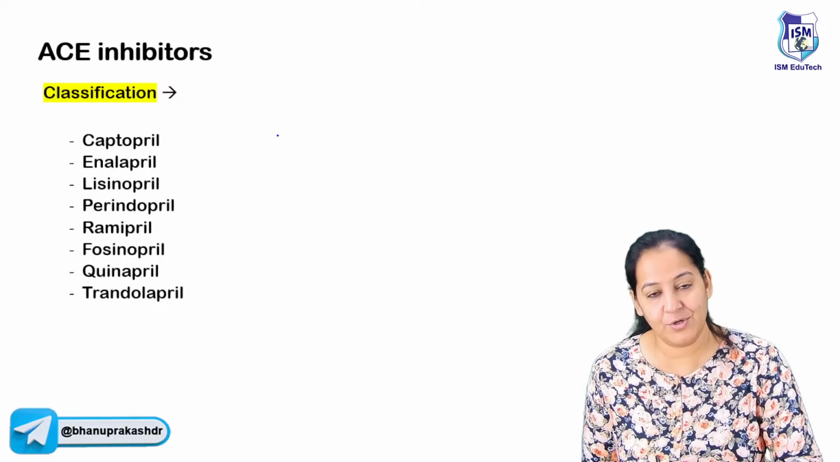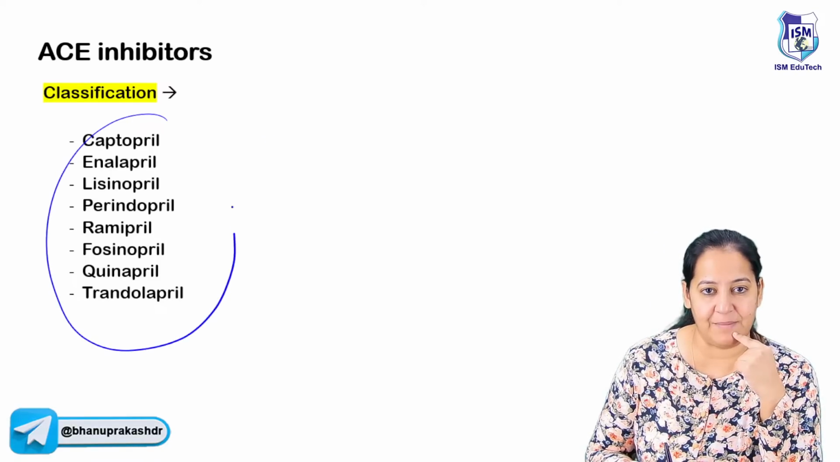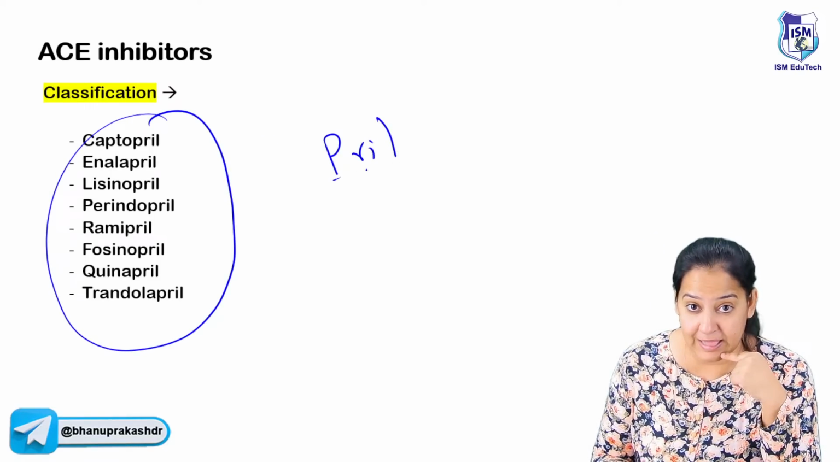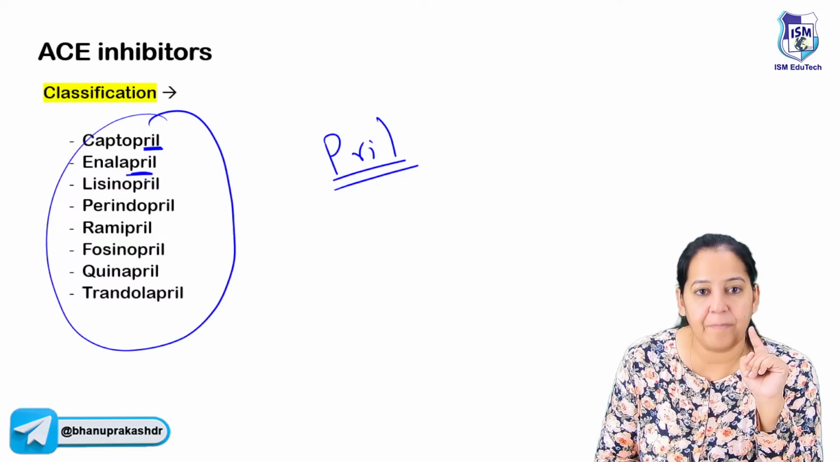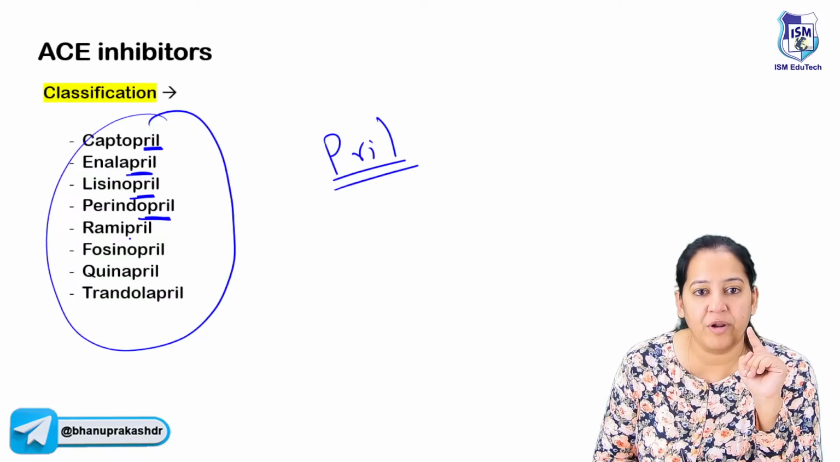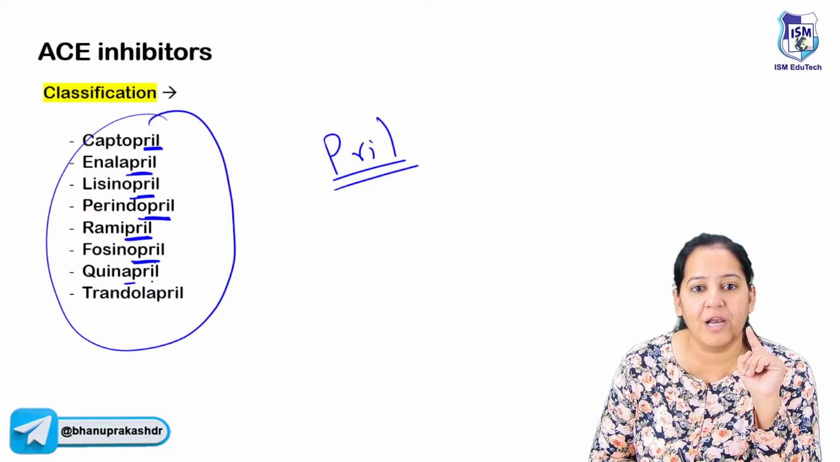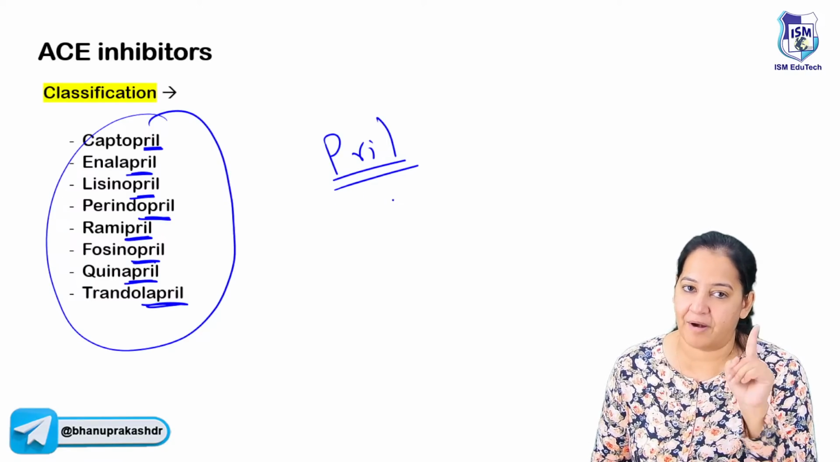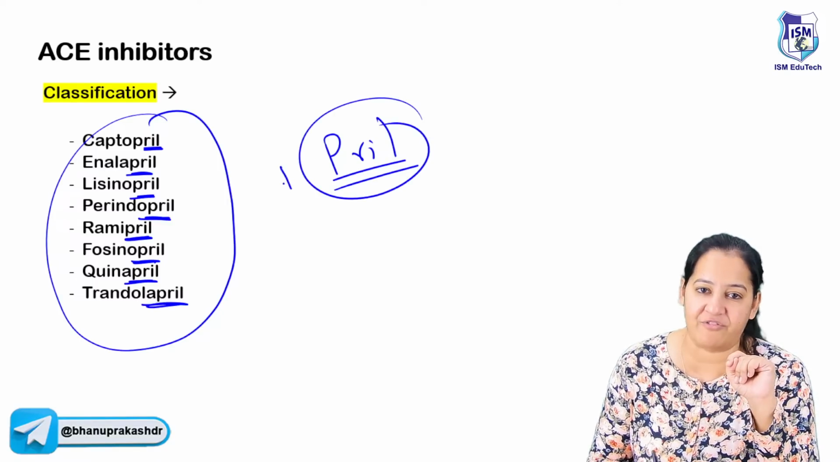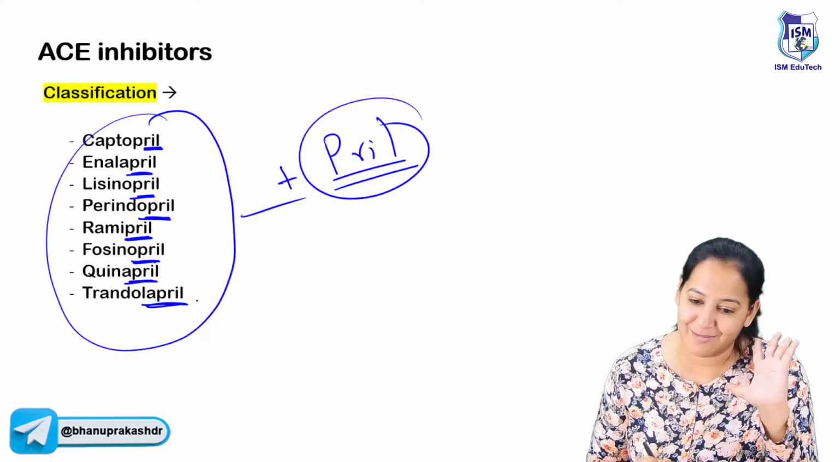How many ACE inhibitors do you know? What is the classification? These are all ACE inhibitors. They all have the suffix pril. So it is captopril, enalapril, lisinopril, perindopril, ramipril, fosinopril, quinapril, and trandolapril. Don't just add pril after any name. You have to learn the names of the specific drugs.